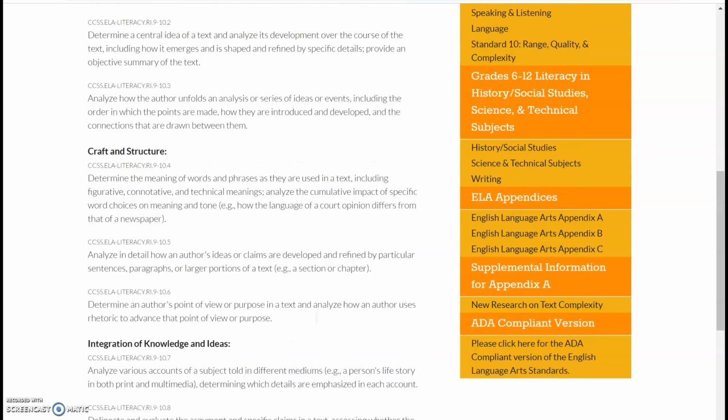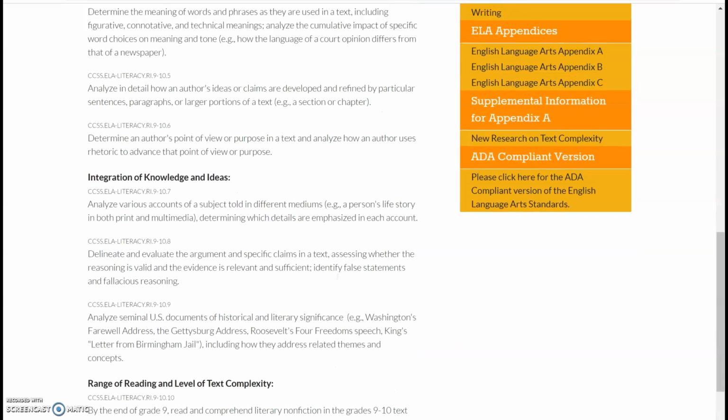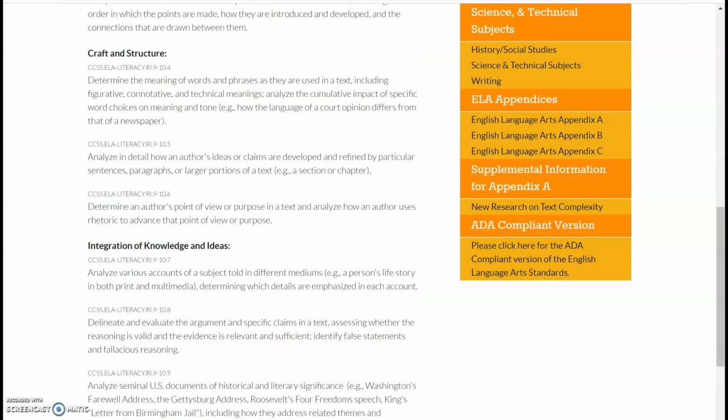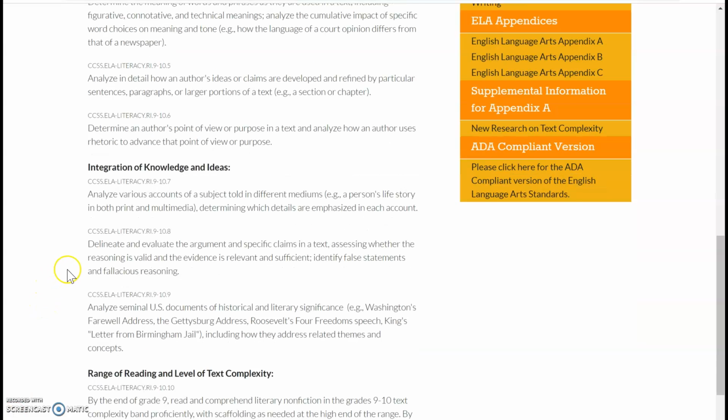And one thing that I saw that I also really liked was not here. It's on a different page. Just kidding. It was on this page. So they need to identify false statements and fallacious reasoning. I think this is important just as a global citizen, reading political pieces and stuff.